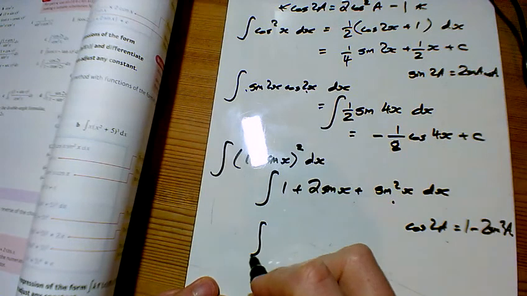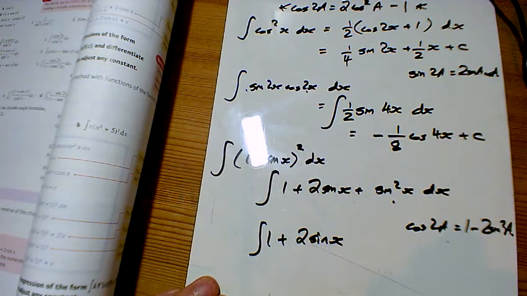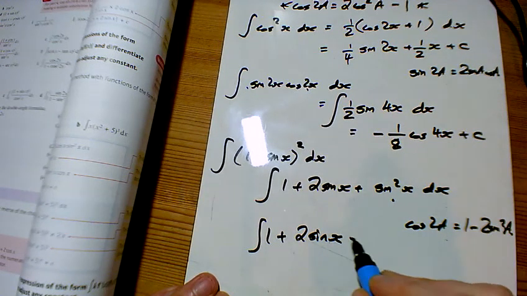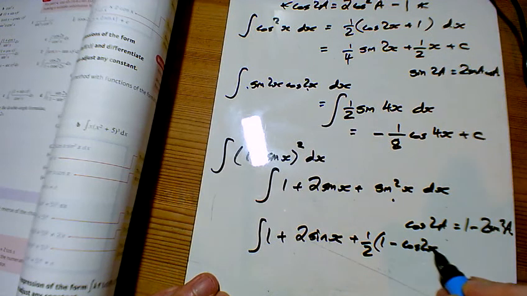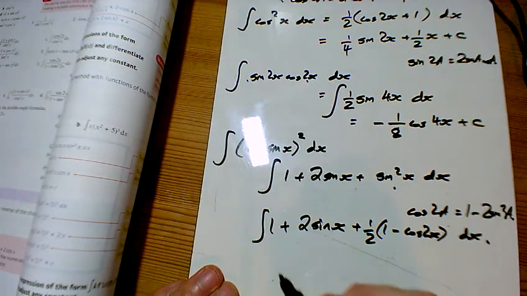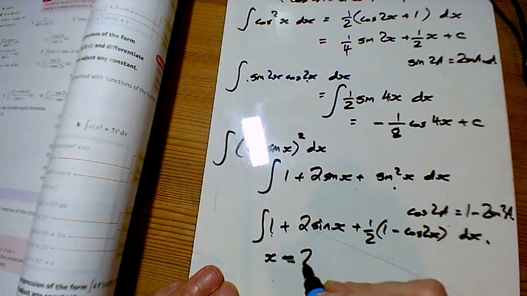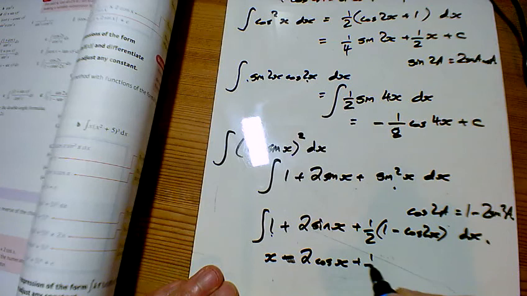And so rewriting that whole integral, I've got the 1, I've got the 2 sine x from before, and then this sine squared here is going to be a half of 1 minus cos 2x. So integrating each of these things, I've got x there. The sine goes to a minus cos. I've got another half there, so I've got a half x.